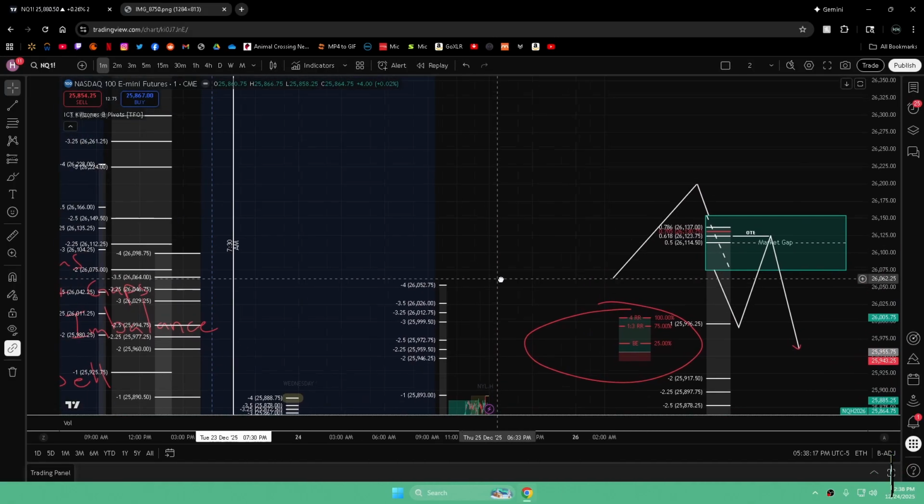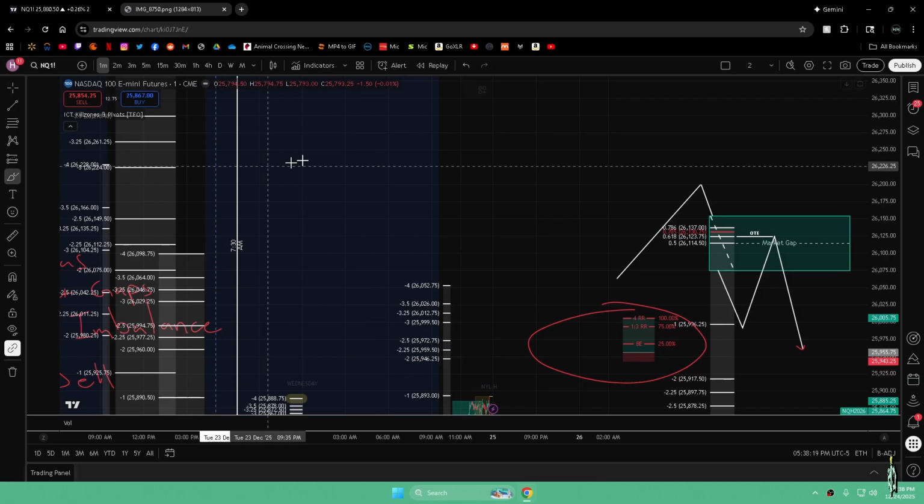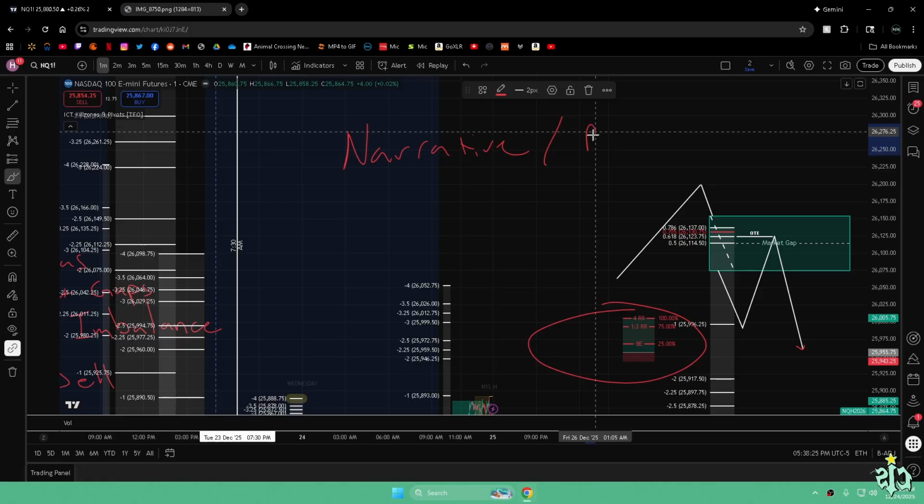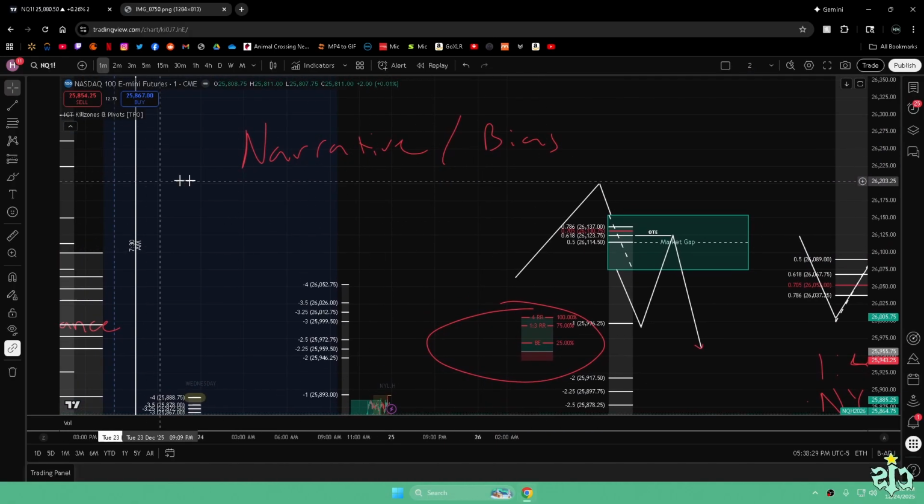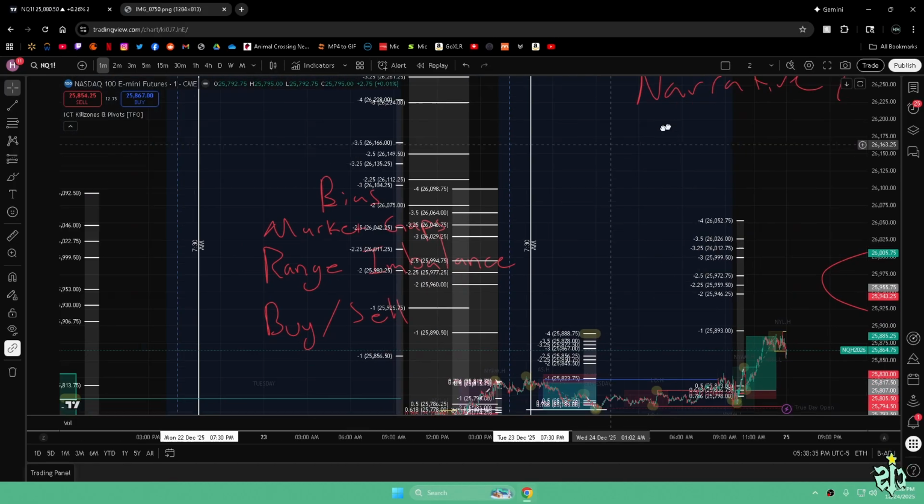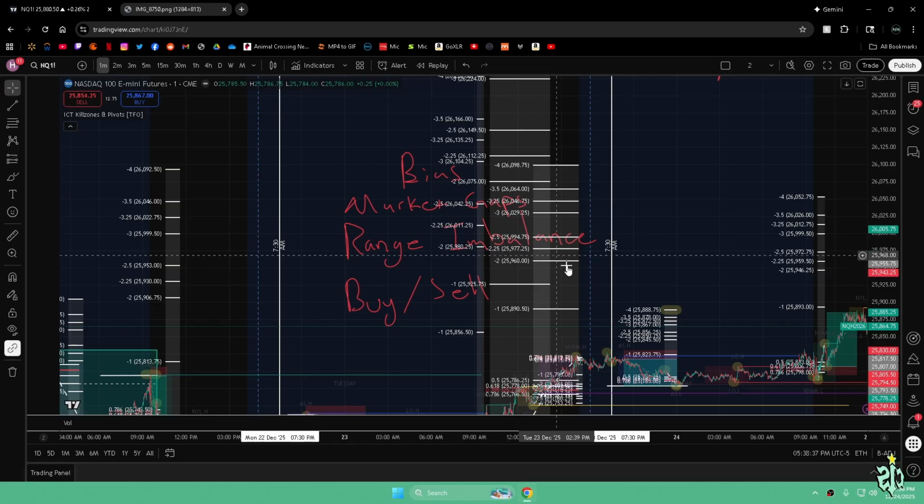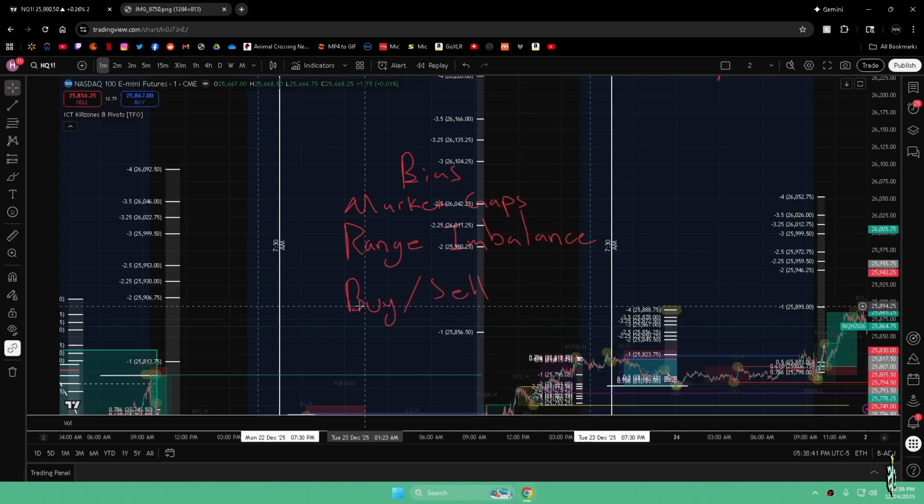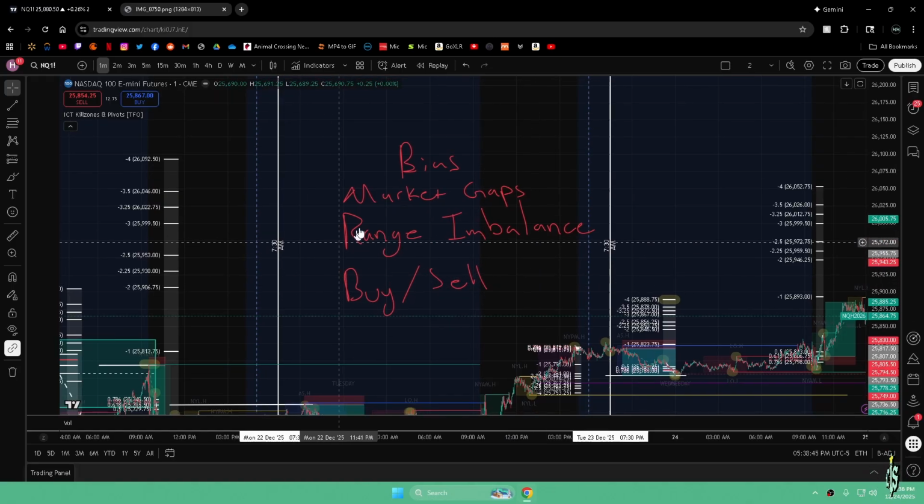If you have the right narrative or bias for the day or the week, you'll make bank. You'll start winning a lot, because it all comes down to having the right narrative or bias. To get those, you need to find your market range imbalances and your buy and sell liquidity zones, and that's how you find your bias.